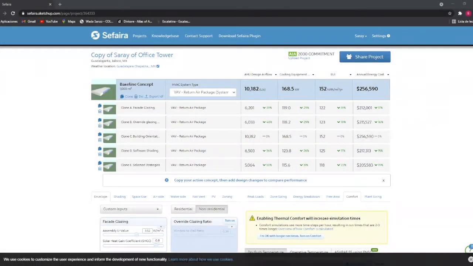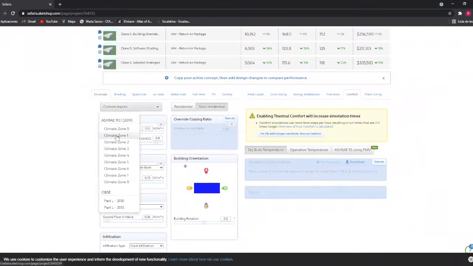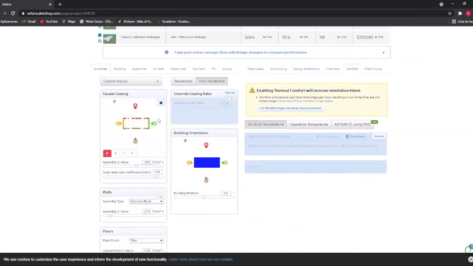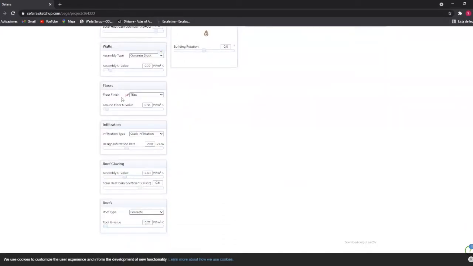Well, now here we have our building, our model. We have established the first specifications in the envelope tab, the normal ones. We started at climate zone 1, and we have 0.8 of solar heat gain coefficient, specifically in the C facade. We have concrete block walls, tiles floor, and as infiltration type, we have crack infiltration, and concrete in our roofs.